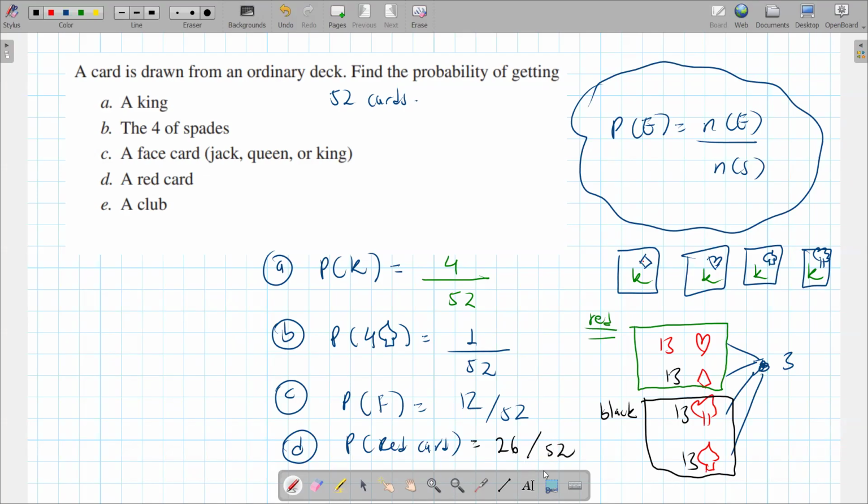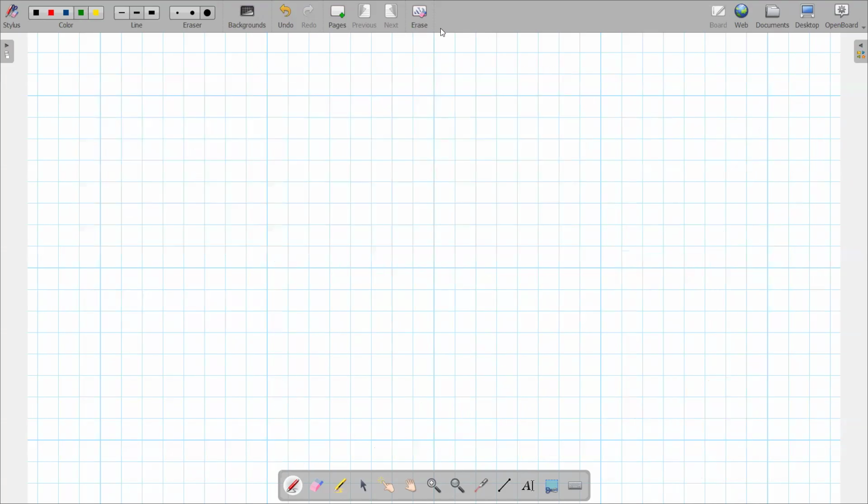Okay, part E, a club. I think this one you got it. How many clubs are there in a deck? Right here, this is a club. 13 clubs in a deck. So it'll be 13 over 52. That's the answer to that.